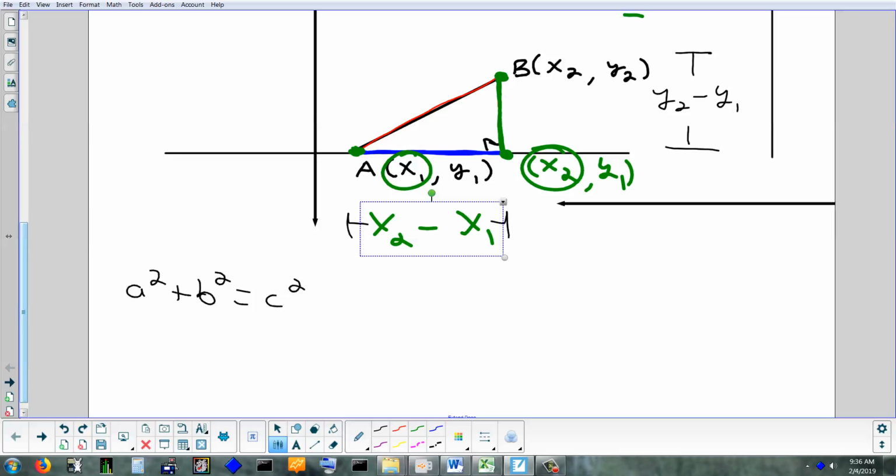Sides. What side is this one? The bottom. Okay, so the bottom, and this one? The vertical. And what do you call those two sides in a triangle? Legs. They're the legs. So these are the legs. And what about C? It's the hypotenuse. So if you want to find the distance between 2 points, which is that segment in red, all you really have to do is find C.